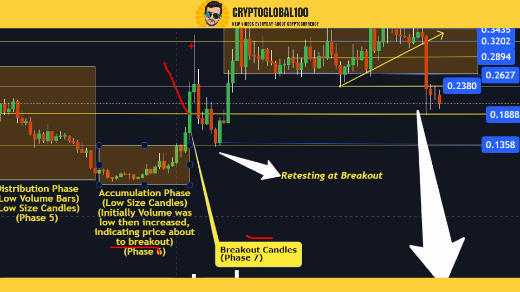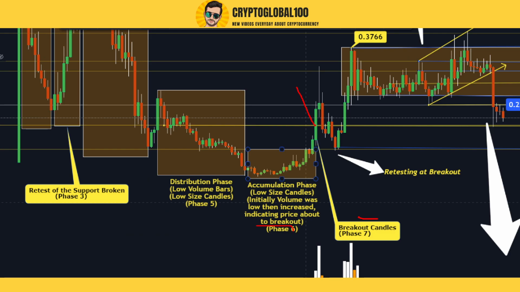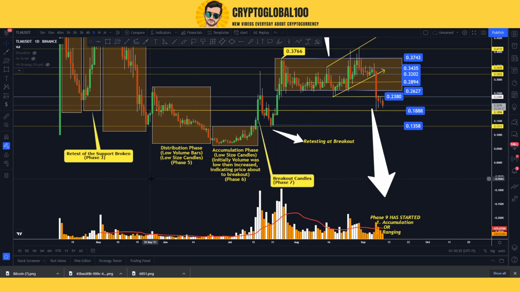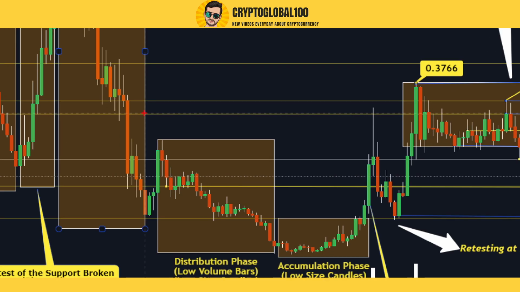The breakout happens, and what happened afterwards? The price made a swing high. Okay, and it made the swing high, right? Let me show you where it made the swing high, at this area, this breakout candle. It tested the swing high at this breakout area. So it was a major resistance.